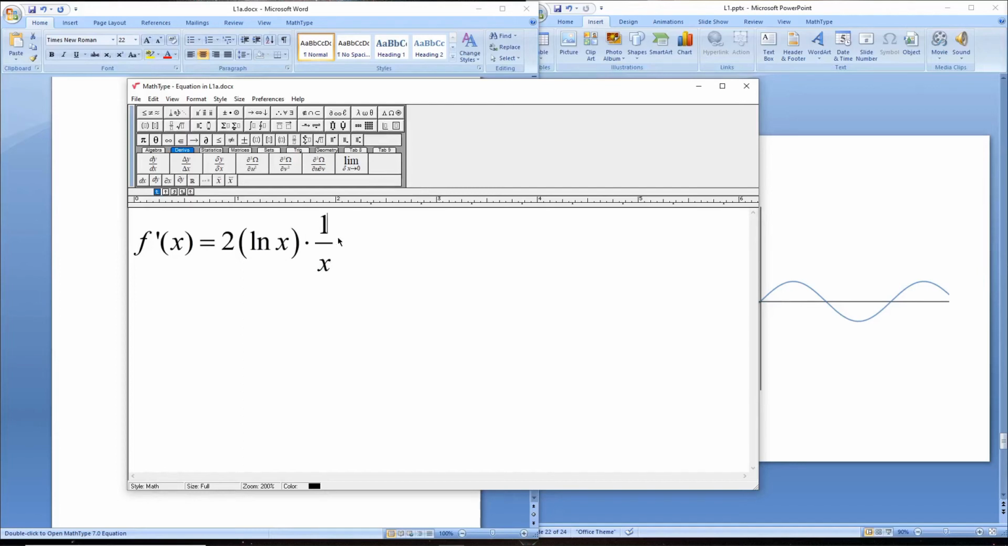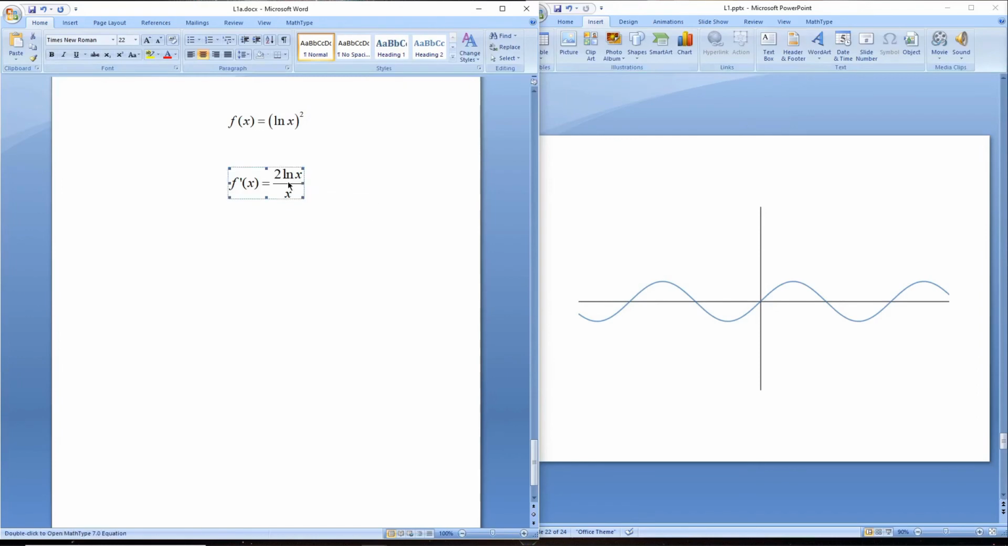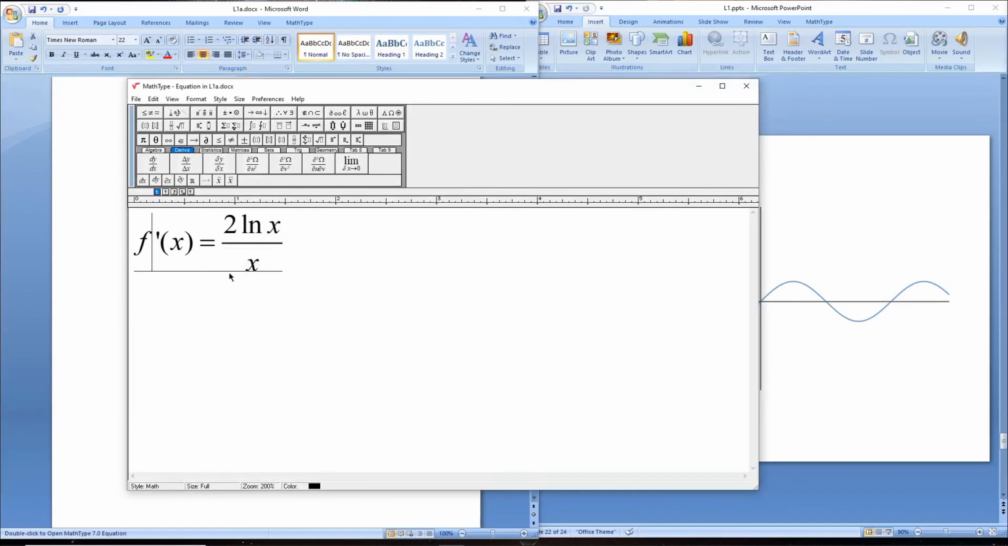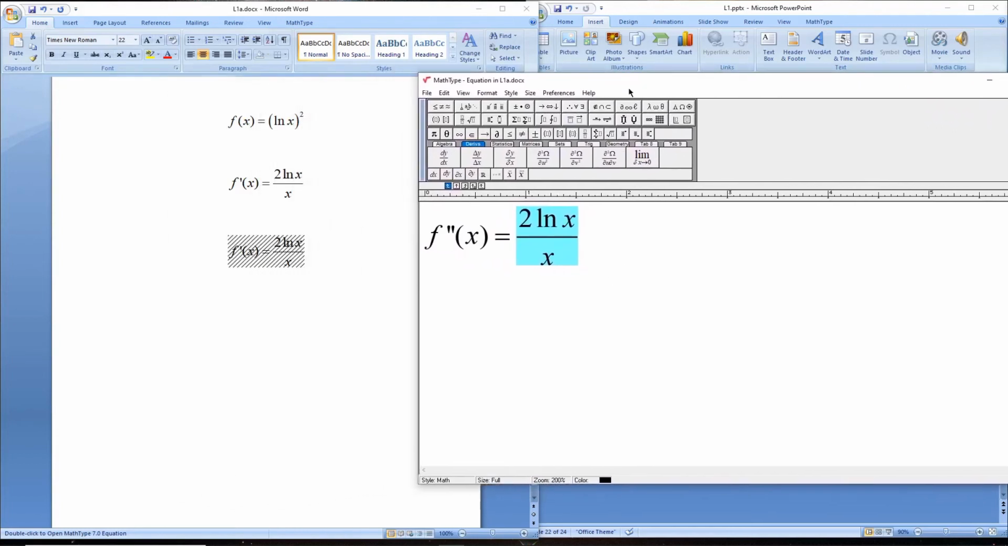I'm just going to clean this up a little bit here. So I'll just write this 2 log x over x. Get rid of all that. And now we need a second derivative. So we have a quotient rule here that we'll have to do. And I'm just going to pull this off the side so you can look at this one over here, 2 log x over x. And we're going to do quotient rule on that.